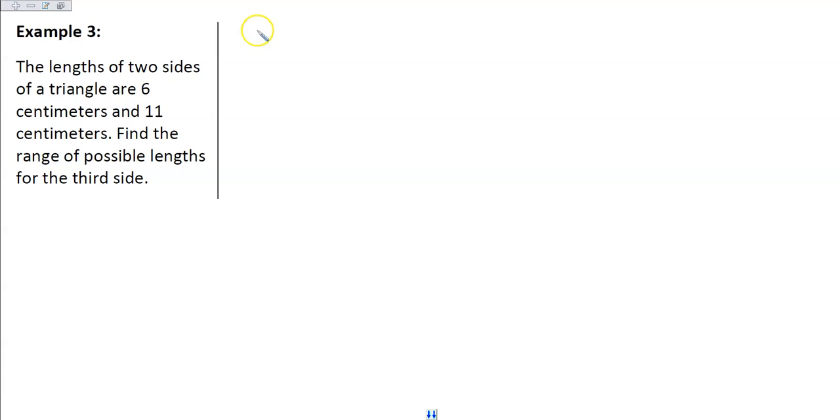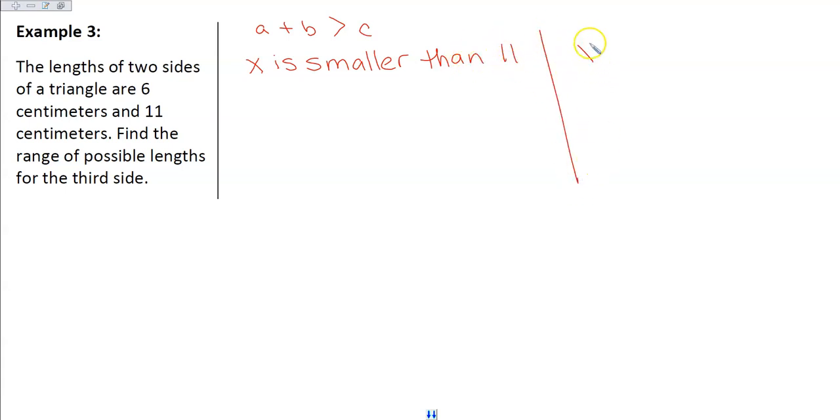So this is where we need to remember that my smallest two sides have to be greater than my third side if I add them together. All right? So let's take a look. There are two possibilities here for my unknown side. My unknown side could be smaller than 11. So if x is smaller than 11, I have one option. And I'm going to have another option if x is greater than 11.